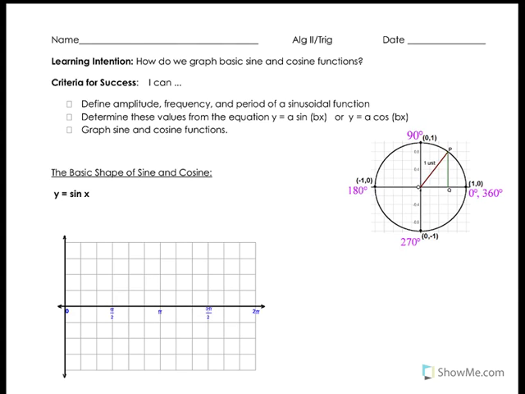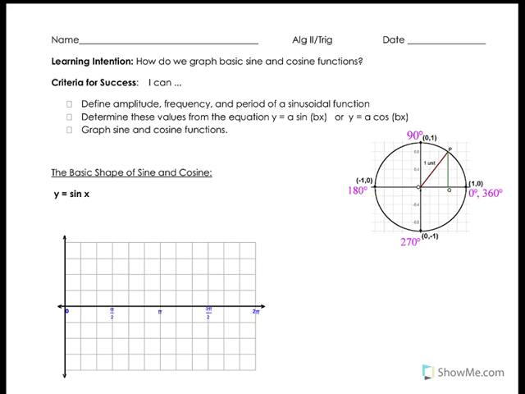So for tonight's homework, we're going to talk about how to graph basic sine and cosine functions. So first, I'm just going to give you a little recap of the basic shape of sine and cosine, which we talked about in class today when we did that activity with the fettuccine. So remember, sine of x is always the y value of the point.